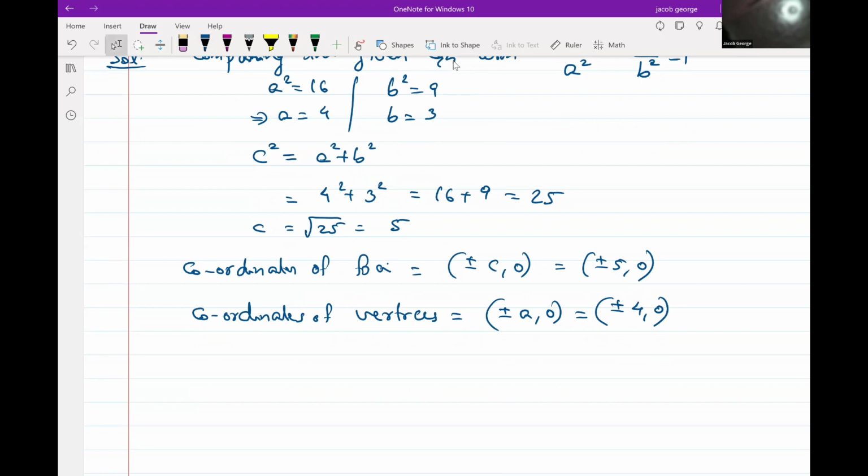After writing coordinates of vertices, what is the next point? Eccentricity. Eccentricity e is equal to c by a. C is 5 and a is 4. So e is equal to c by a, that is 5 by 4.